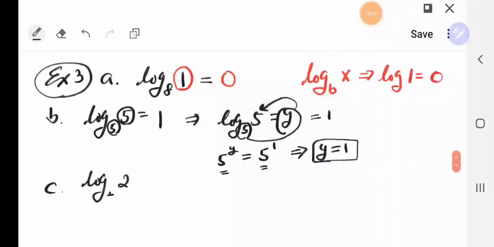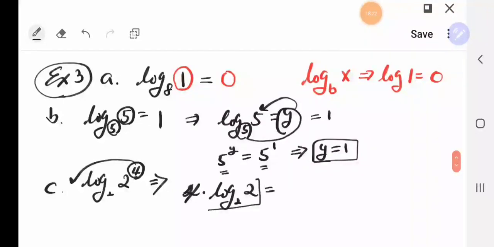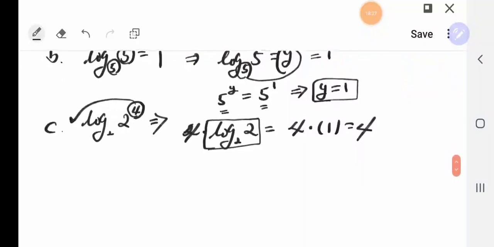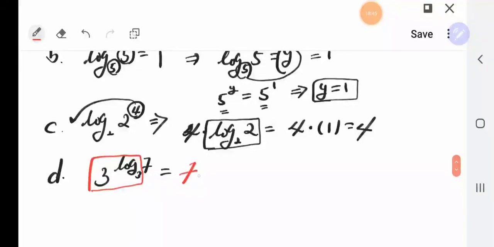Logarithm base 2 of 2 to the 4th power. Using the property, you can take this exponent to the front. So this is 4 times logarithm base 2 of 2. Then logarithm base 2 of 2 is equal to 1, so 4 times 1 is equal to 4. Okay, letter D. 3 to the exponent log base 3 of 7. Since the base and the logarithm base are the same, you can get rid of this, so the result is 7.